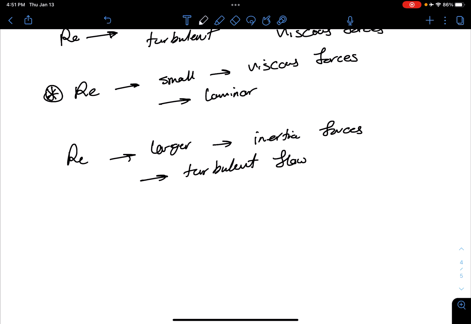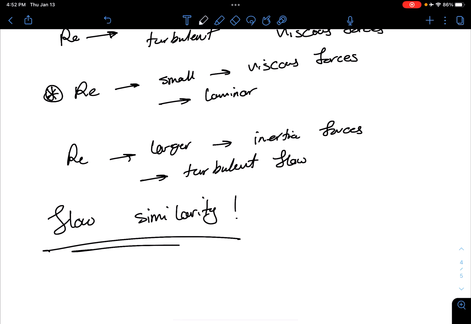But how is this going to help us understand anything about the flow? It's just a number, right? And in order to find this number, we have to have all the other parameters. We have to have the density, the velocity, length, viscosity, right? If we already have those, why do we even need the Reynolds number? This is where flow similarity comes into play.